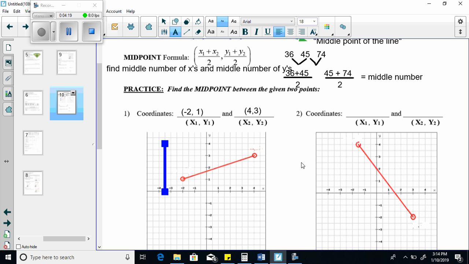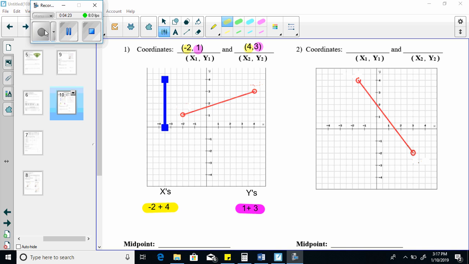And I tell you, find the midpoint. So we're going to do exactly what I said, okay? Now, first things first, I highlighted my x's because I know I'm going to add those together, and then I highlighted my y's to make sure that I keep those together, okay? So I'm going to add my x, -2 plus 4, and then divide it by 2.